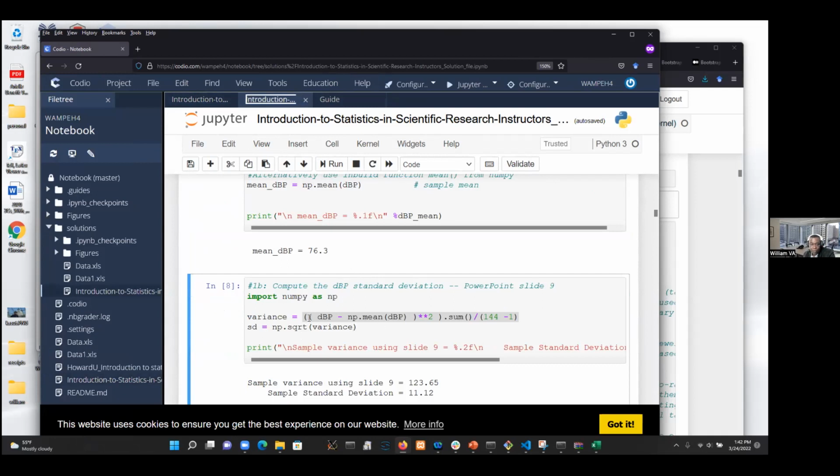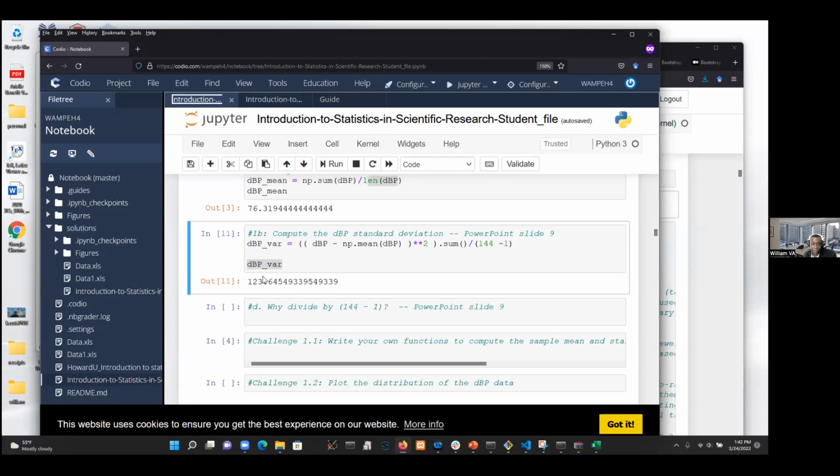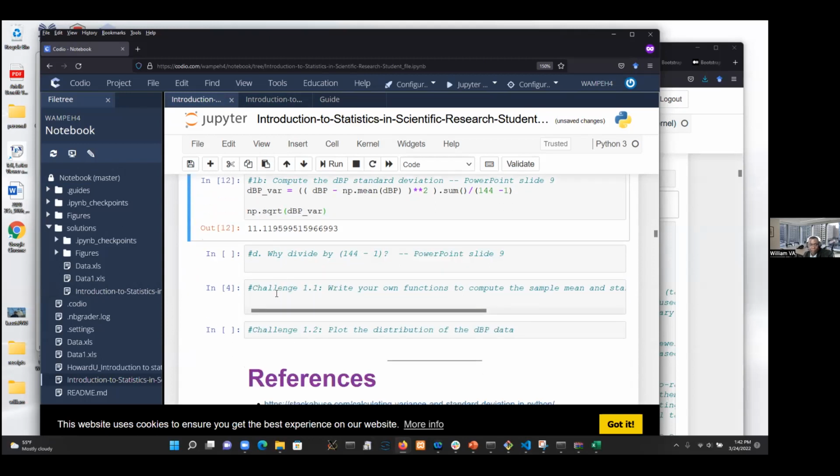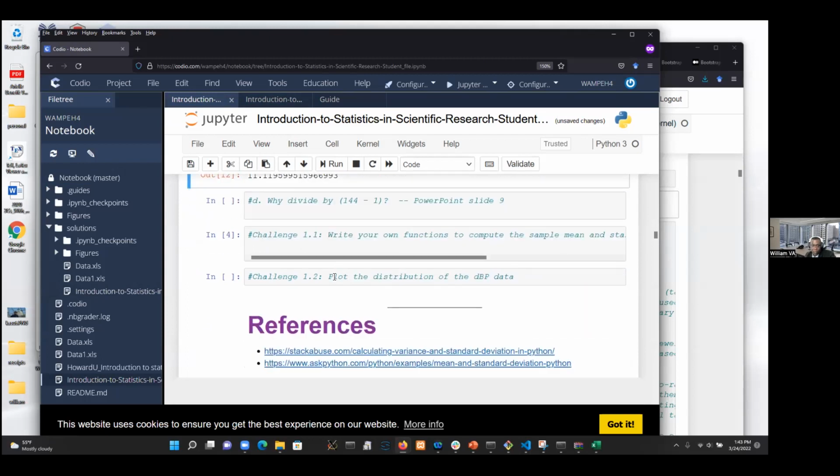Okay, so once you are able to compute the variance, then you take the square root of the variance. The square root comes from NumPy. So from here, you just put np.sqrt of that, and that will result in that. Okay, and that takes you through the first part of the try it yourself. Are there any questions?